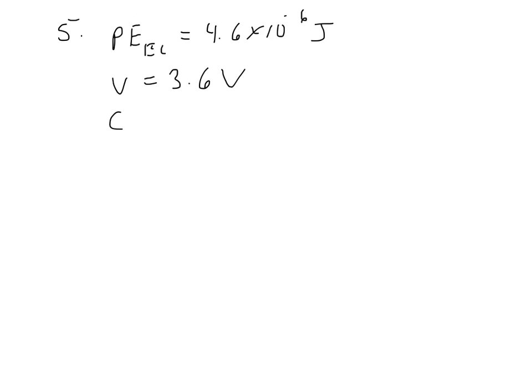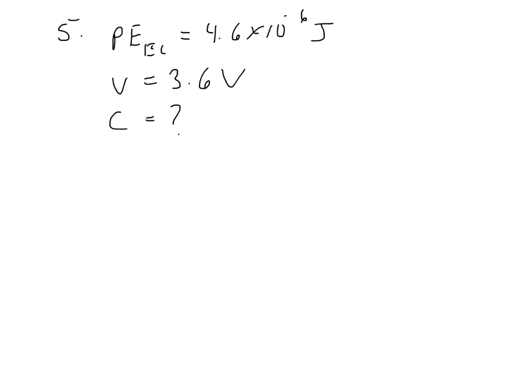Last problem we'll do together is number 5. Number 5 says a capacitor stores 4.6 times 10 to the negative 6 joules of energy when it's connected to a 3.6 volt battery. What is the capacitance of the capacitor in microfarads? Alright, so we have our electric potential energy equals 4.6 times 10 to the negative 6th joules. Our voltage equals 3.6 volts. And we're looking for our capacitance.